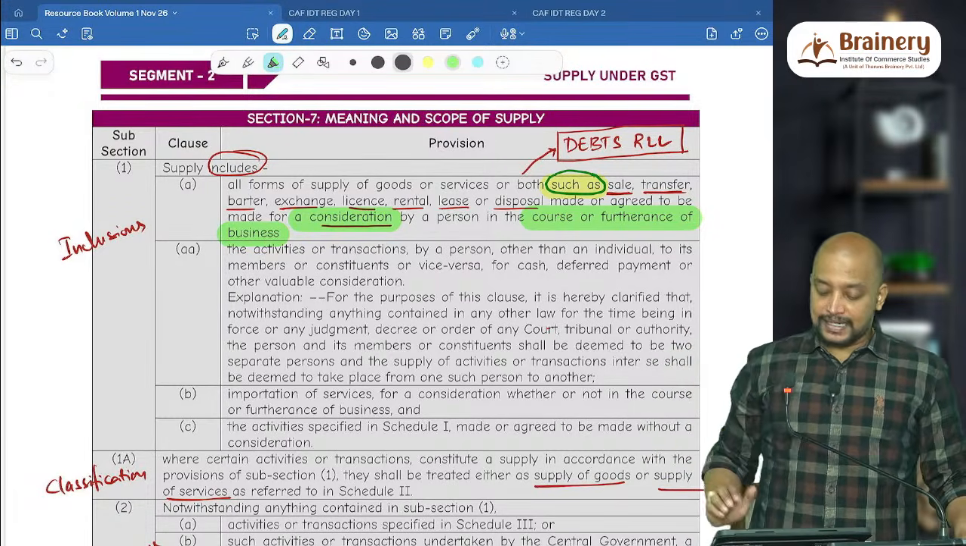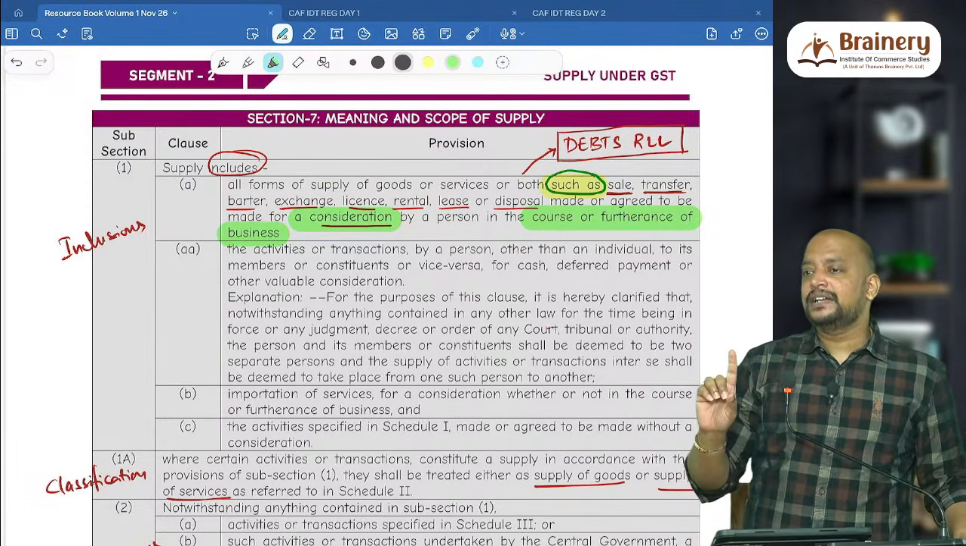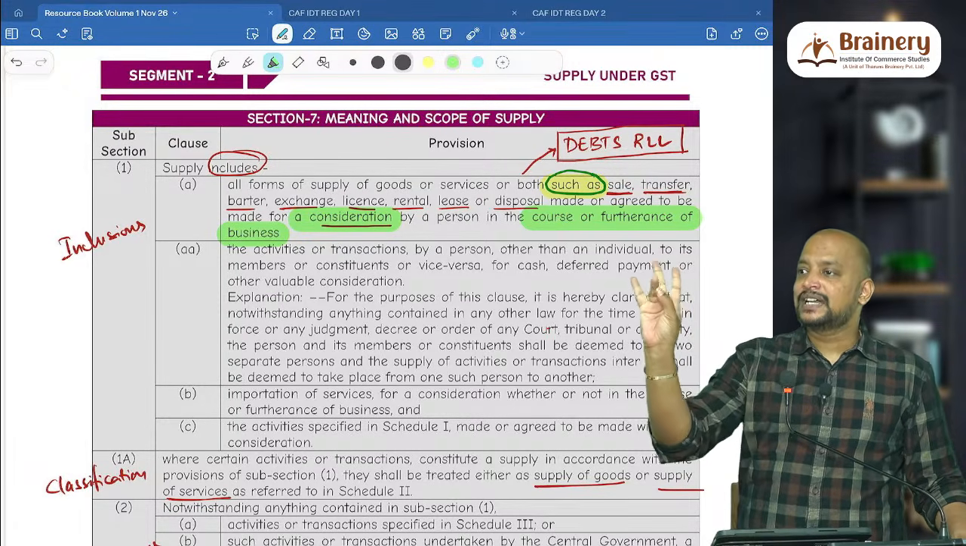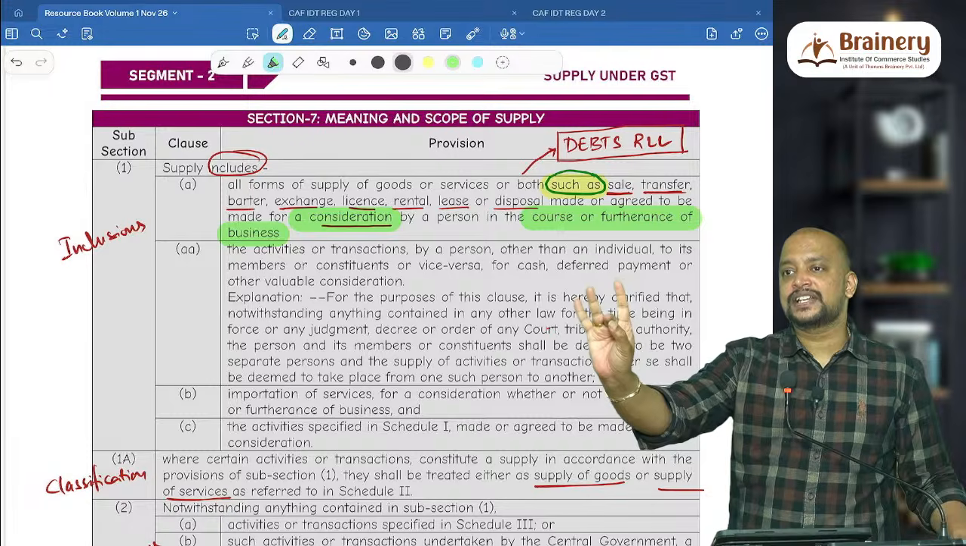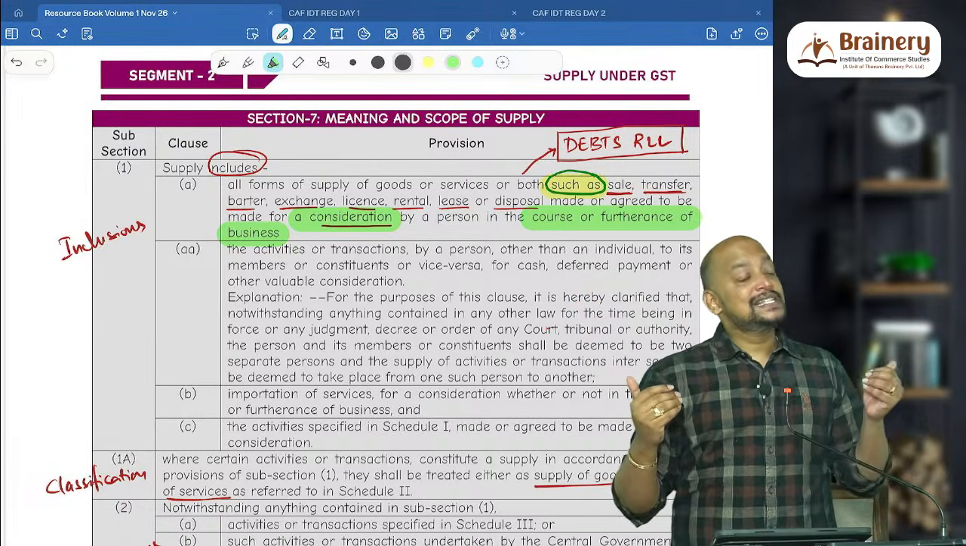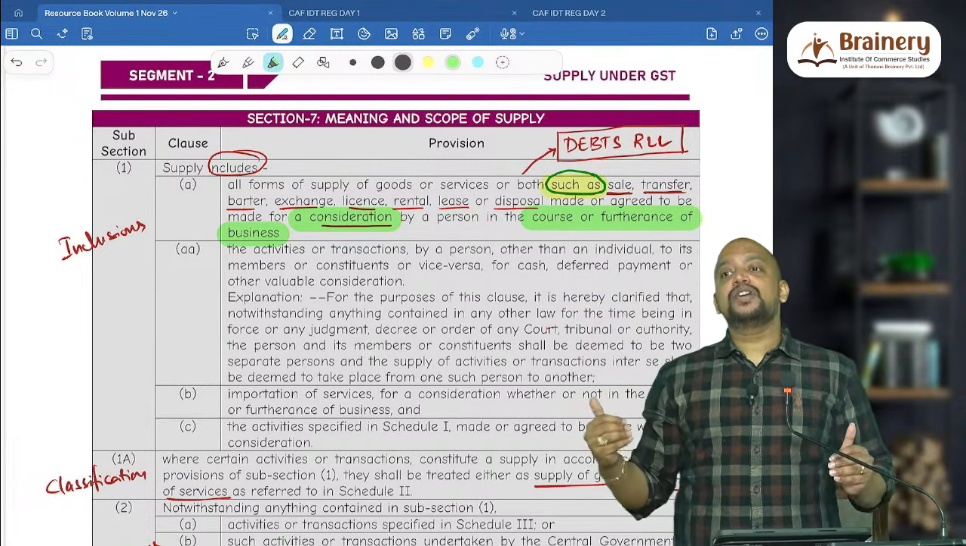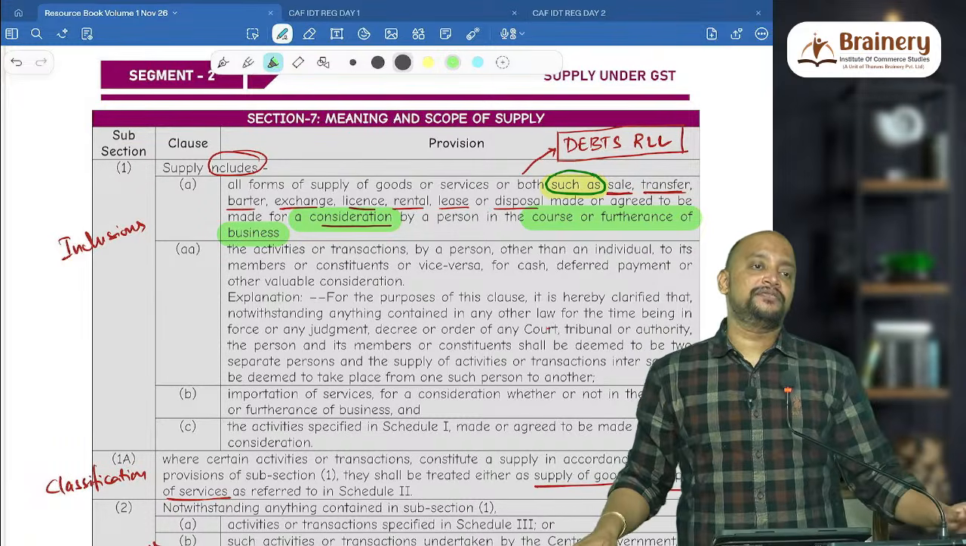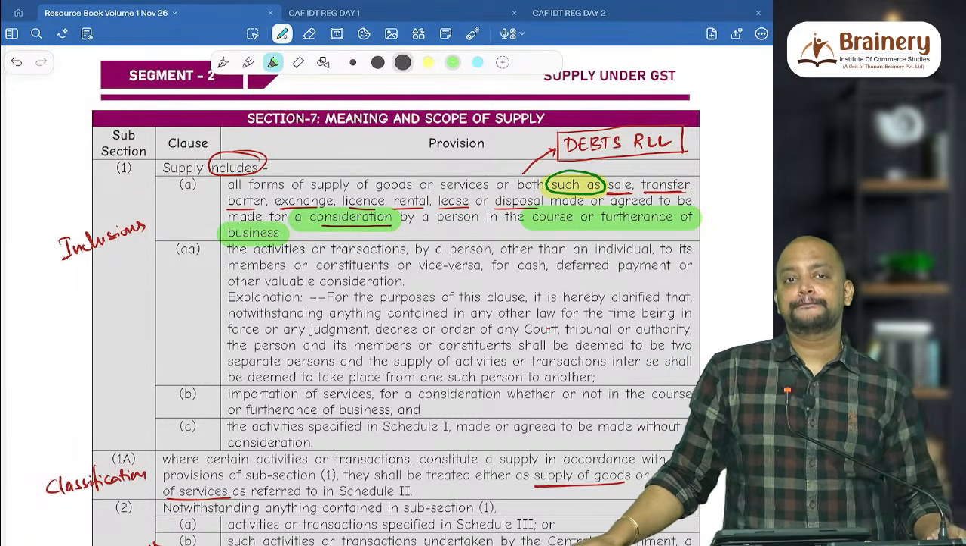Okay. Next, you understood 7.1a? Tell me in simple words, how do you need to remember? Activity, consideration, course or furtherance of business. Okay. 7.1a, I want you to read it once. Read it once and tell me what are the differences you have between 7.1a and 7.1aa.